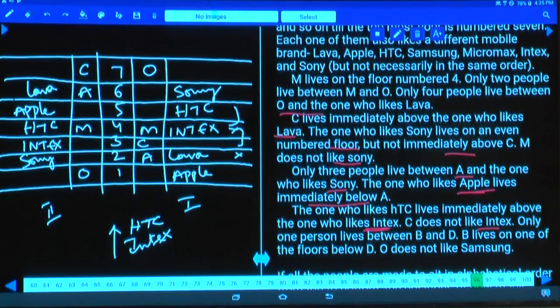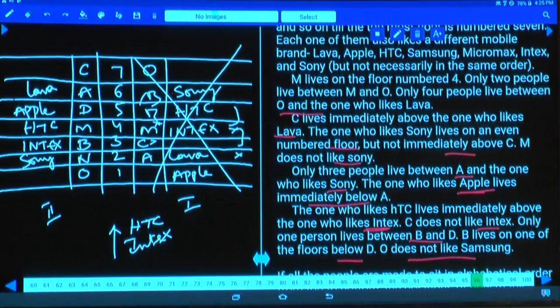Only one person lives between B and D. As only one person lives between B and D, alternate places must be B and D. If B is here, D must be here, which is not possible. So the first case is completely ruled out. Now we are left with only the second case. B lives on one of the floors below D, so D is here, and B will be here. Who is the person after? A, B, C, D, N, M, and O, and this person must be N.